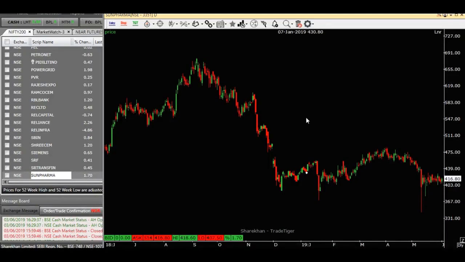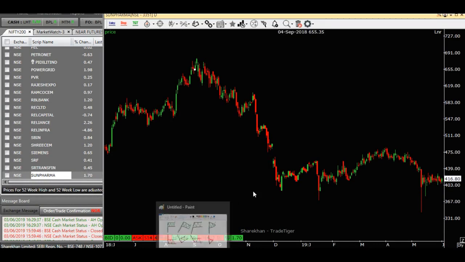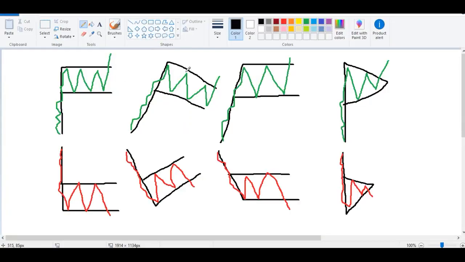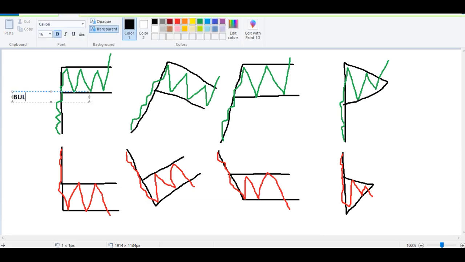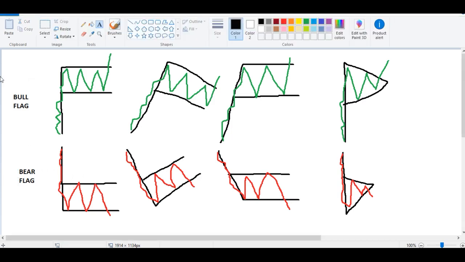Alright, welcome back guys. So now we're going to be covering what is known as the flag pattern. A flag pattern is nothing but a trend continuation pattern. As you can see here, I've drawn multiple ways a flag pattern can look. So we have two types of flags. One is known as a bull flag and the other one is a bear flag. A bull flag is a bullish trend continuation pattern.